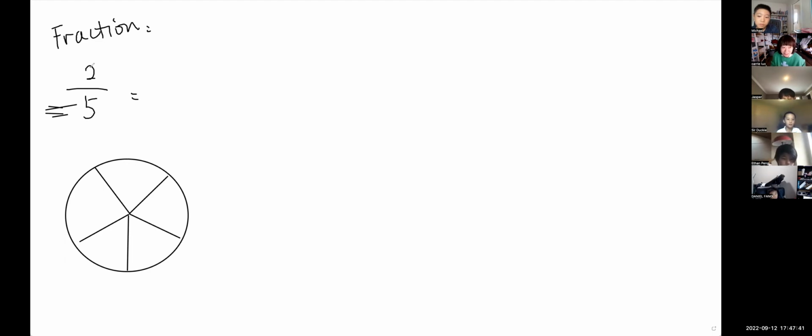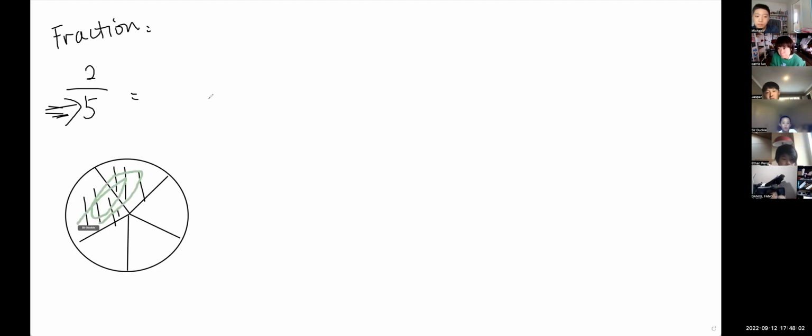So 2/5, Ethan said, is a pizza equally cut into 5 pieces, and there are 2 left. Or we can say there are 2 pieces that have been possessed, right? Okay, so that is one meaning. Does anybody have other meanings as well?